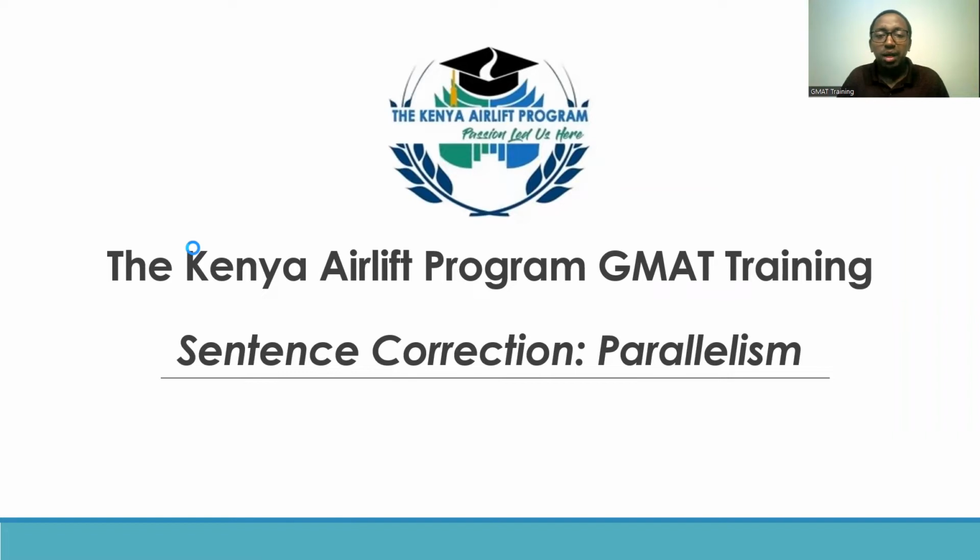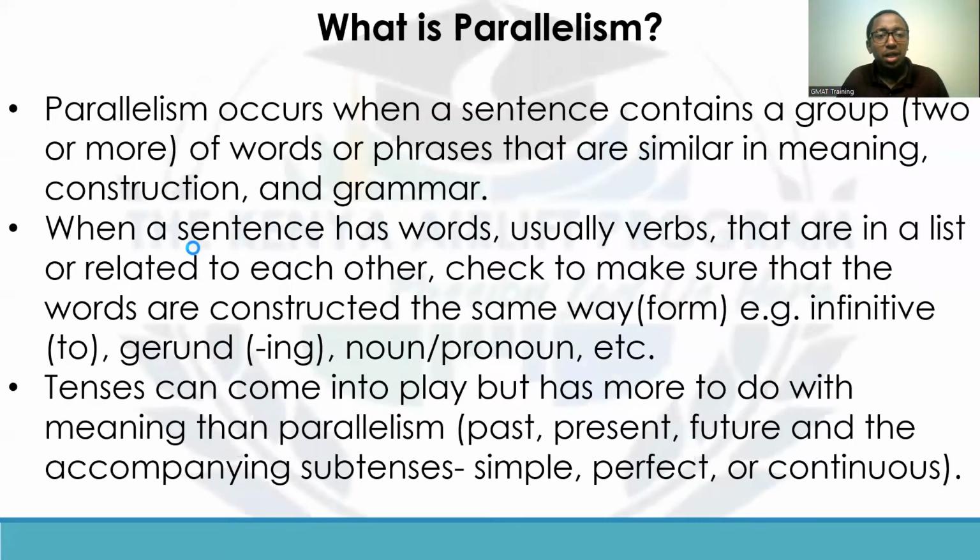Today, we'll be going through parallelism in sentence correction. So, what is parallelism? Parallelism occurs when a sentence contains a group, that is two or more words or phrases that are similar in meaning, construction, and grammar. Usually we find verbs under parallelism, but they can be nouns, prepositions, or any part of speech, as long as they are in a list or related to each other.